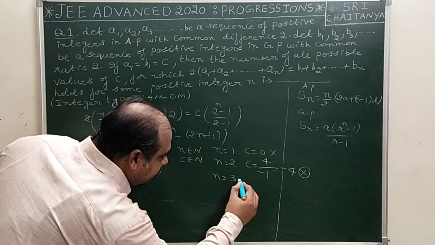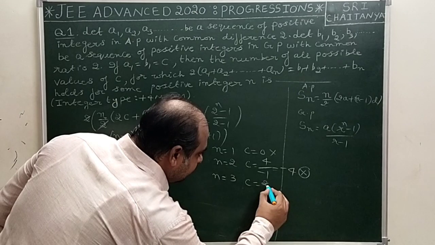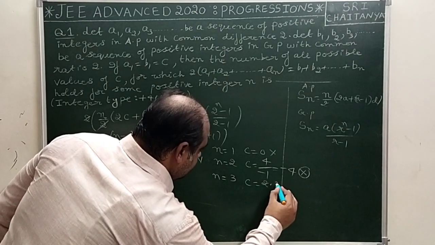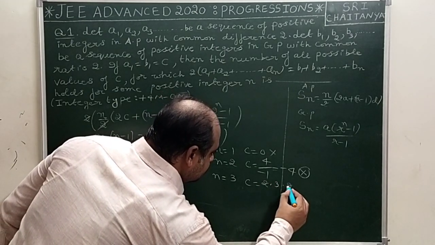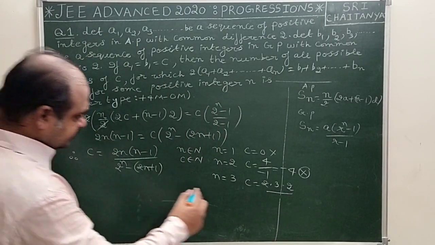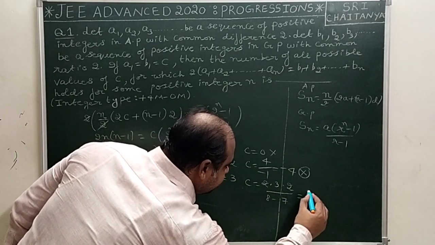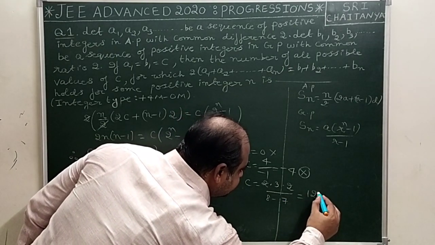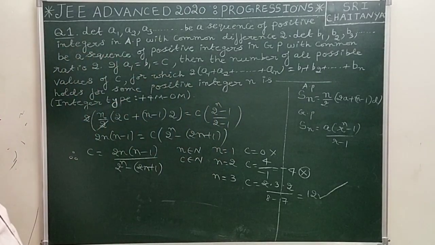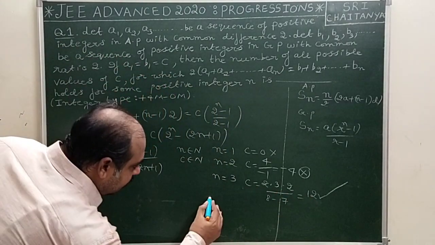So suppose n equal to 3. N equal to 3 means what will you get? 2 into 3 into 2 divided by, so this is 8 minus 7. That means you are getting 12, which is a natural number. So that value is allowed. So C can take the value 12.